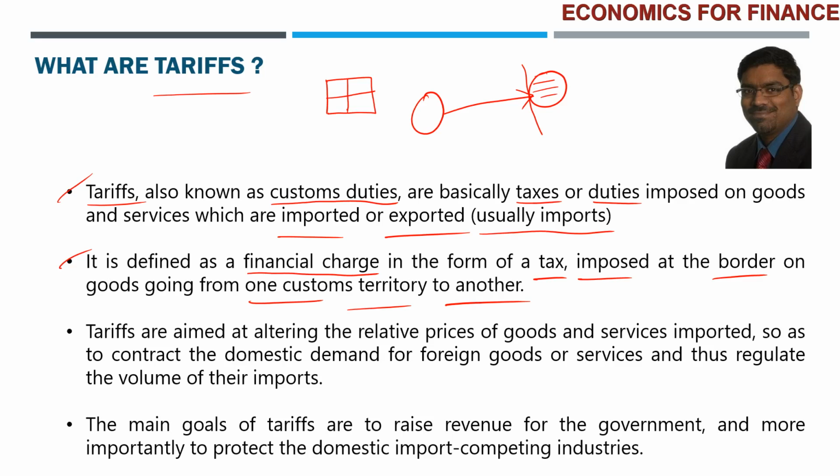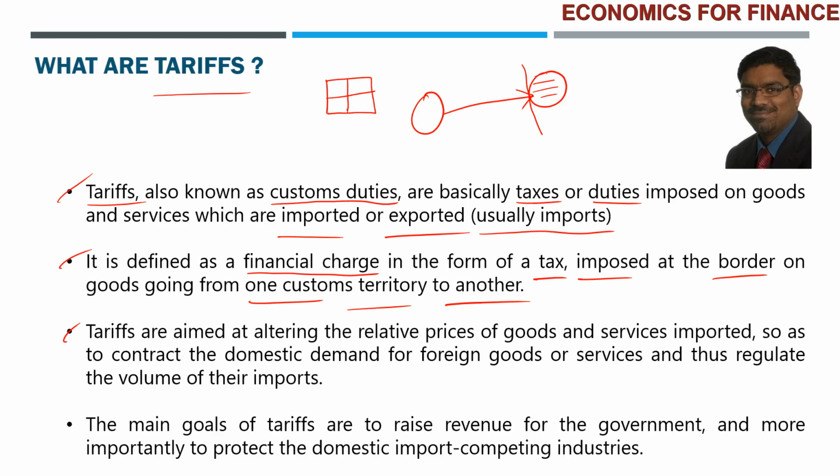It has changed its forms over the period of time, and in this modern world we are calling it a tariff. But it is a financial charge in the form of a tax imposed at the border on goods when they are going from one customs territory to another customs territory. That can be the technical definition of tariff. And what is the aim of them? What is the objective of the tariffs?